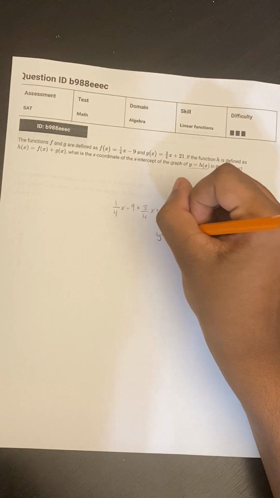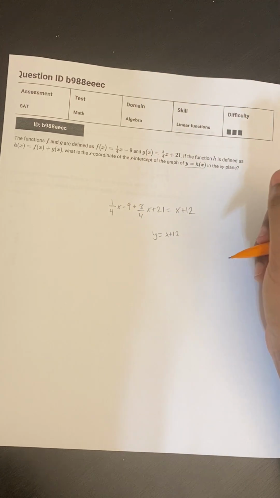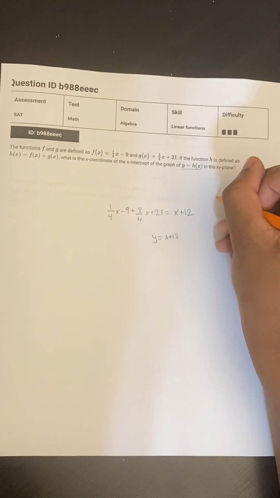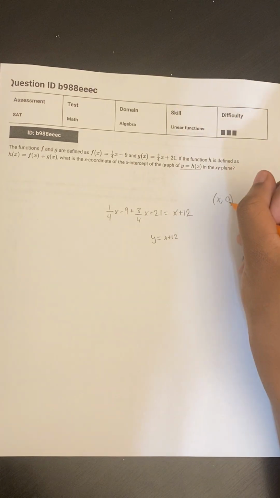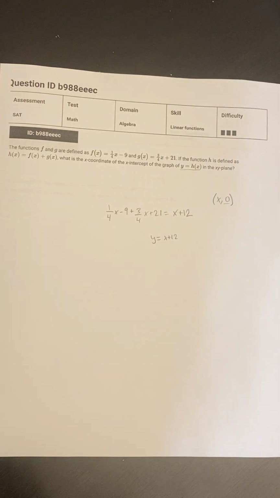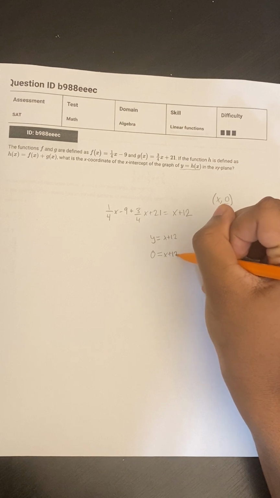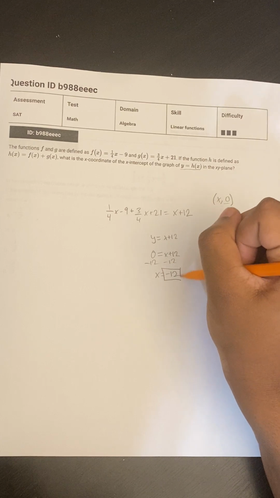So our equation is y is equal to x plus 12, or h of x is equal to x plus 12. Now if we want to find the x-coordinate of an x-intercept, we know that the point becomes (x, 0), because the y-coordinate of an x-intercept is always 0. So we plug in 0 for y, 0 becomes x plus 12, and you move the 12 to the other side. So x is equal to negative 12, and that becomes our answer.